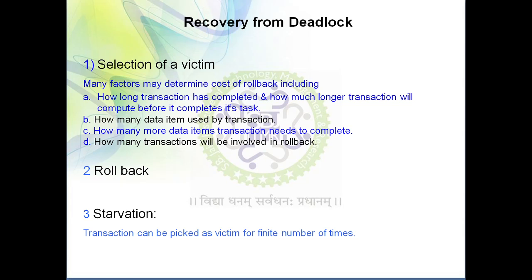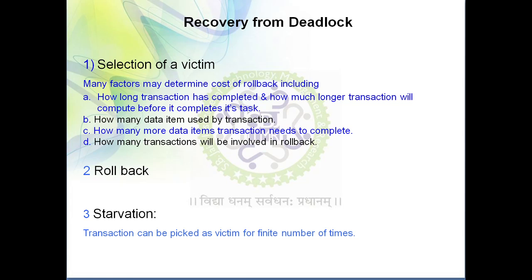So the very first thing is selection of a victim. Suppose a deadlock occurs between four transactions T1, T2, T3 and T4. In that case you need to select one transaction for rollback, so either T1, T2, T3, or T4. You always have confusion about which transaction to roll back, so you should have some criteria to decide this selection of a victim. Many factors may determine it, and there are various factors that you need to consider here.